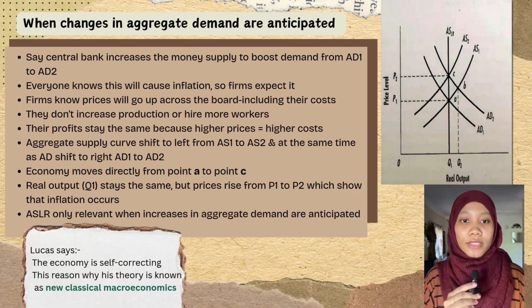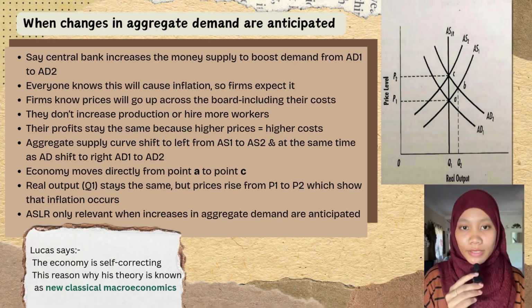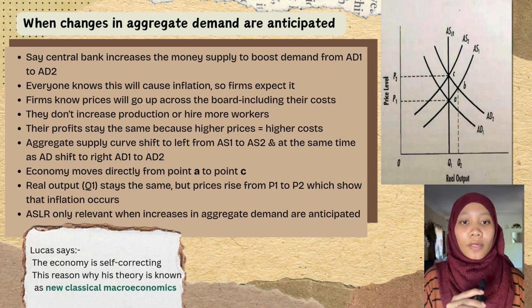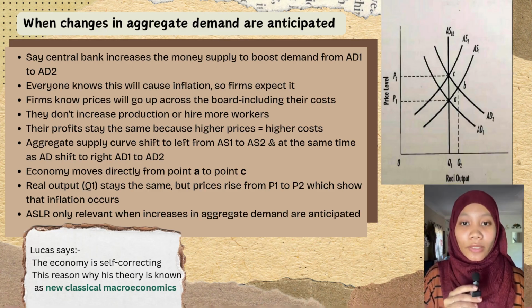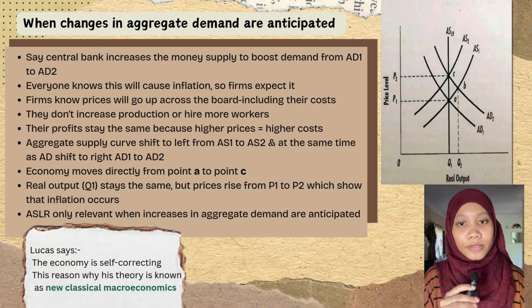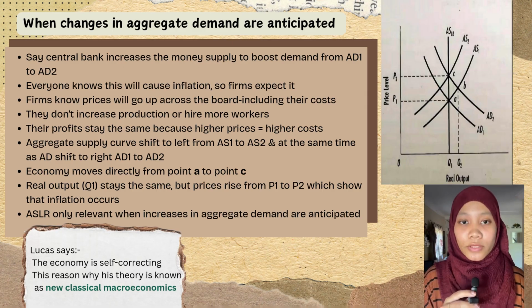Next, when changes in aggregate demand are anticipated. Say, the central bank increases the money supply to boost demand from AD1 to AD2. Everyone knows this will cause inflation, so firms expect it. Firms know prices will go up across the board, including their costs. They don't increase production or hire more workers, and their profits stay the same because higher prices equal higher costs.